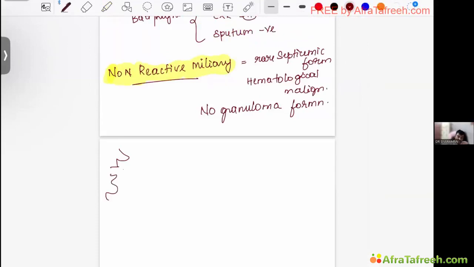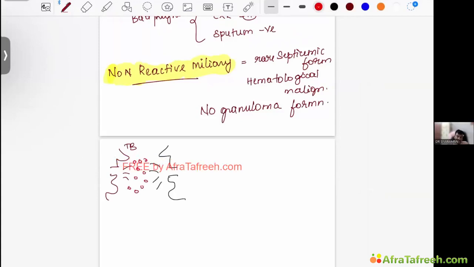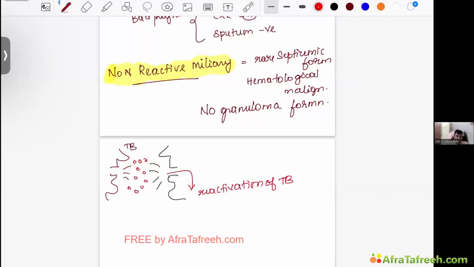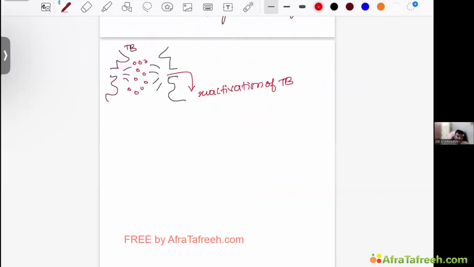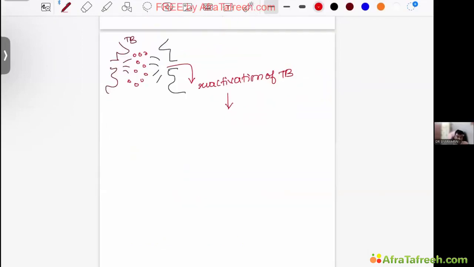Okay, now your patient is going to a market, and this fellow is having TB. He is talking to his friend, and when he talks, this fellow having tuberculosis is coughing, and when he coughs, the TB bacilli is going to enter. Whenever it enters, it is called reactivation of TB. So whenever the new TB bacilli comes, it will reactivate the old infection.